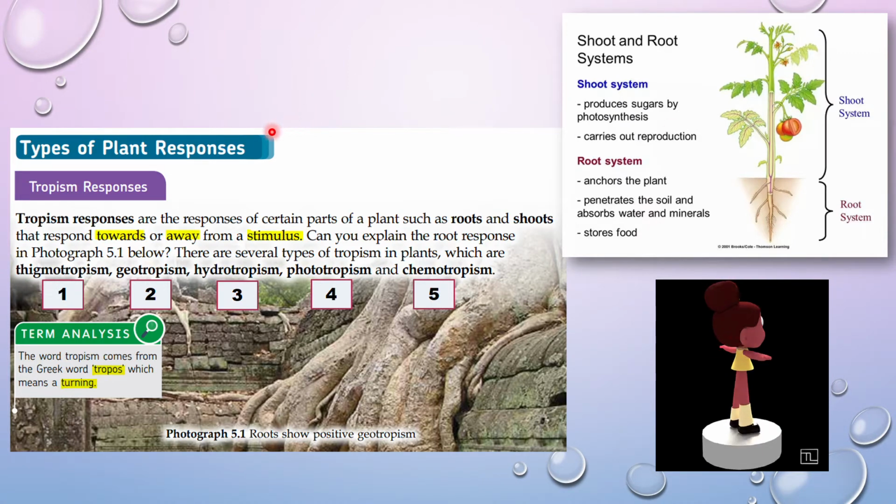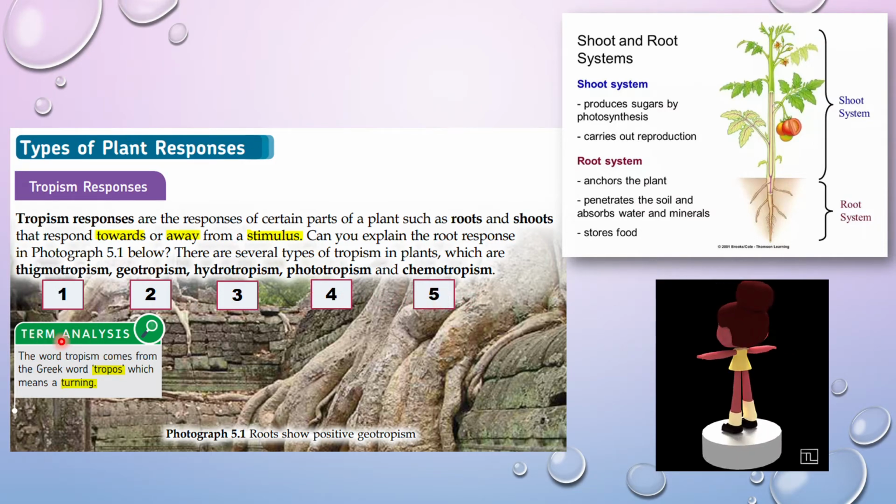So let's look at the types of plant responses. The first one we'll discuss is tropism responses. They are the responses of certain parts of the plant, such as the roots and the shoots, that respond towards or away from a stimulus, whether it is towards or away from changes in the surroundings. There are several types here. We have 5 types that we are going to look into one by one.